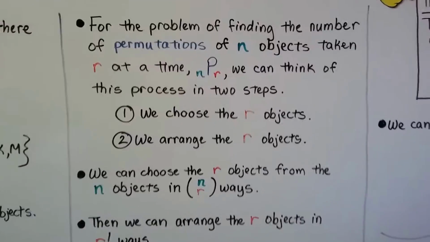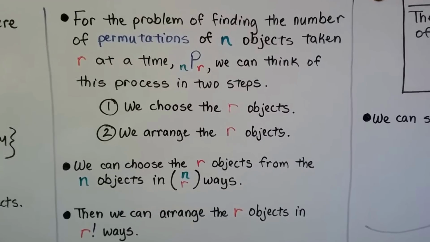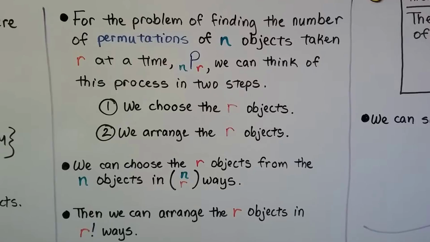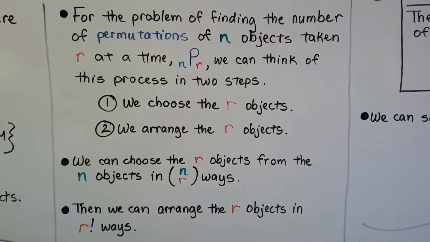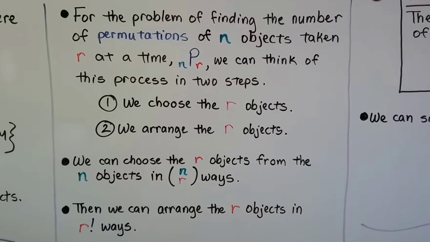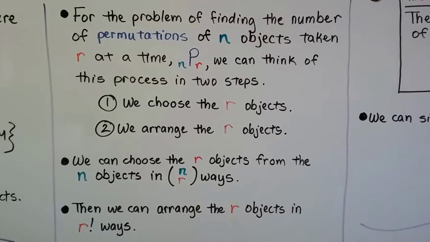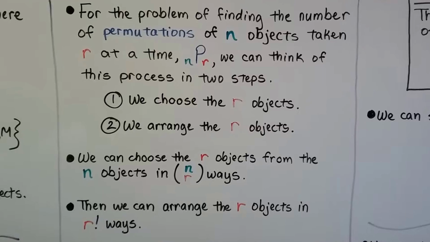For the problem of finding the number of permutations of n objects taken r at a time, nPr, we can think of this process in 2 steps. 1, we choose the r objects. 2, we arrange the r objects. And we can choose the r objects from the n objects in n choose r ways. Then we can arrange the r objects in r factorial ways.